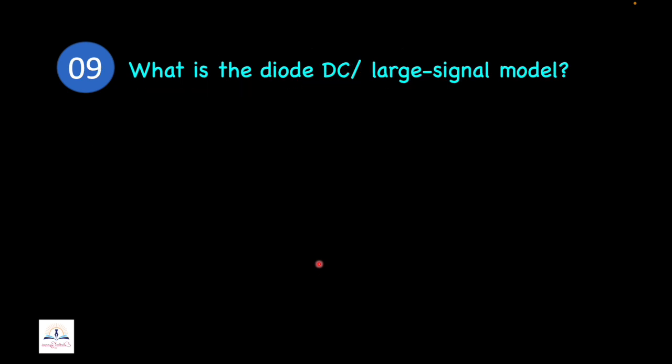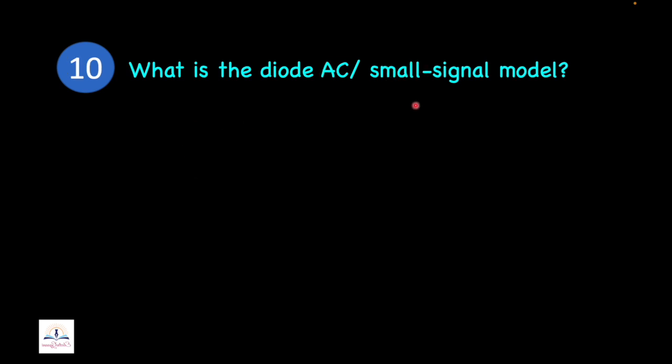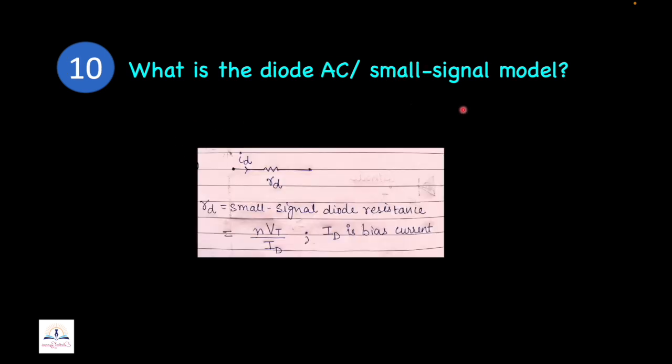Question 9. What is the diode DC or large signal model? So this is the DC model of diode. Vd is the forward voltage drop and Rd is the forward resistance. What is the diode AC small signal model? So it is given by this Rd, the resistance. It is the small signal diode resistance. Its value is given by nVT upon ID. ID is the bias current and VT is the thermal volt equivalent.